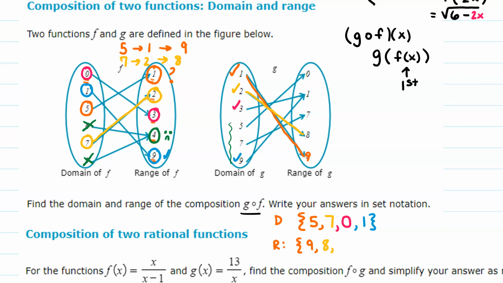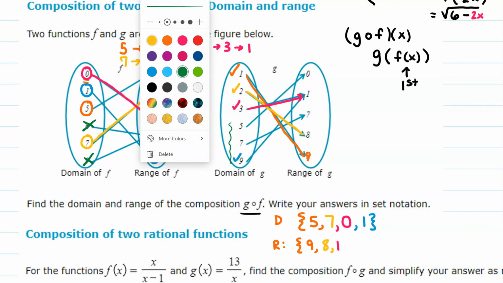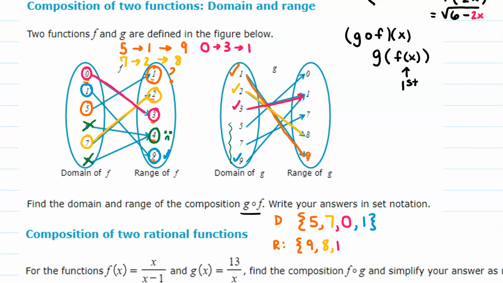Okay, let's do 3. So 0 goes to 3, and then 3 goes to 1. So 1 is part of the range. Okay, 4 didn't work, so we're not using 6 or whatever's under that other green X, but I'll do yellow. Oh, sorry, I did yellow. Now I need to go to blue.